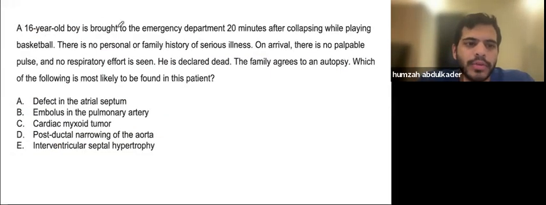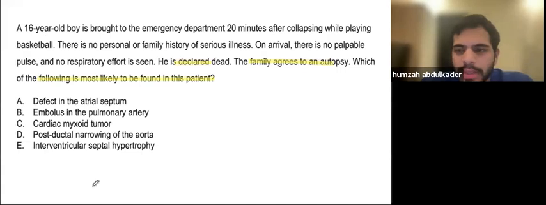Okay. A 16-year-old boy is brought to the emergency department 20 minutes after collapsing while playing basketball. There's no personal or family history of serious illness. On arrival, there's no palpable pulse and no respiratory effort is seen. He's declared dead. The family agrees to an autopsy. Which of the following is most likely to be found?